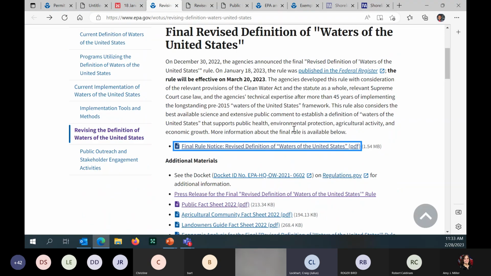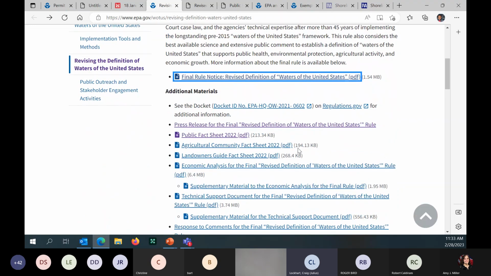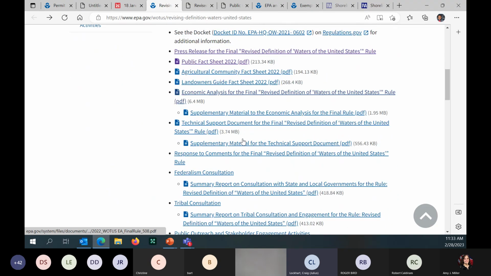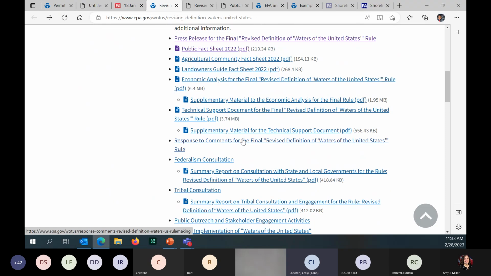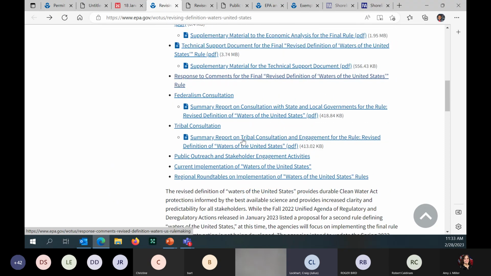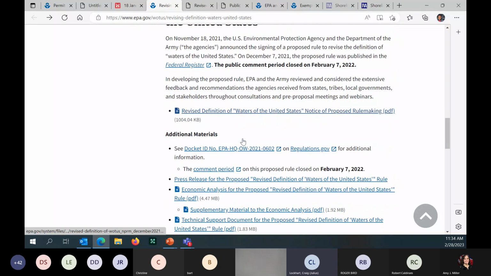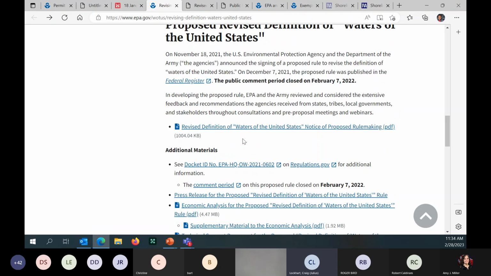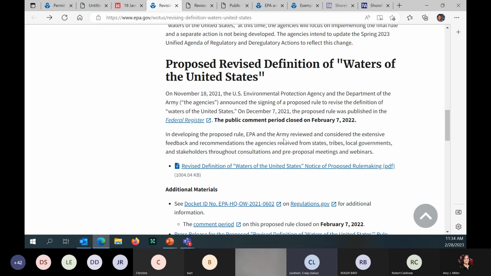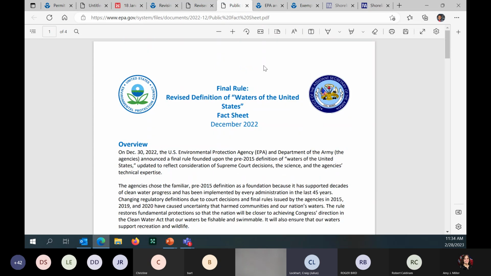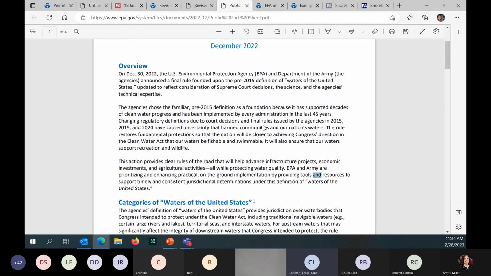If you scroll on this page, it will give you more information. There's a fact sheet as it pertains to agricultural communities, landowners, and an economic analysis of what this new definition means. Really great information. I'm not going to go so much into details about it, but I want to let you know it is there for you, along with information about what the proposed definition was. They also have a new fact sheet that talks about the new revised definitions of the waters of the United States.